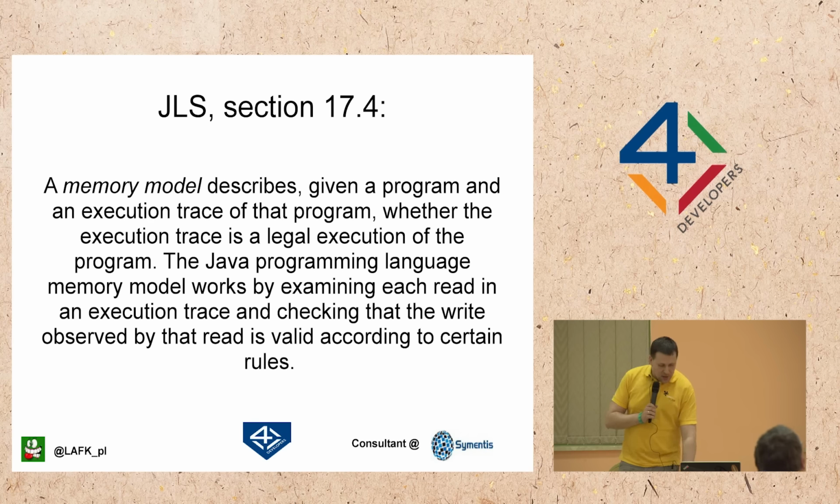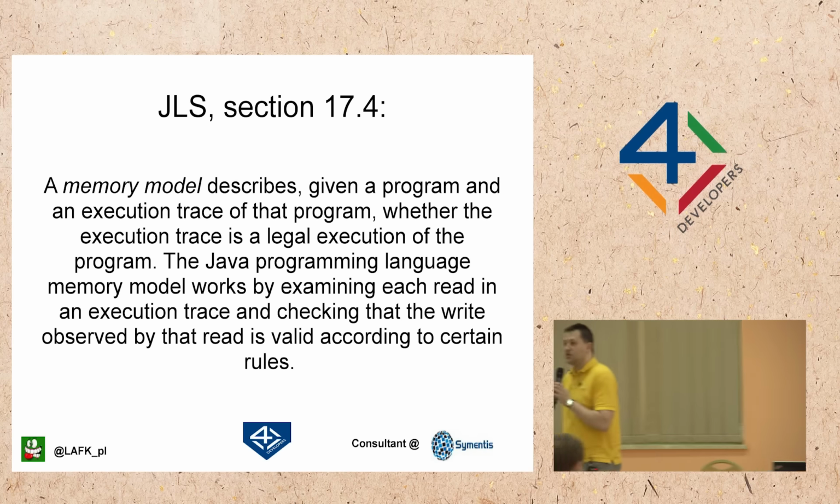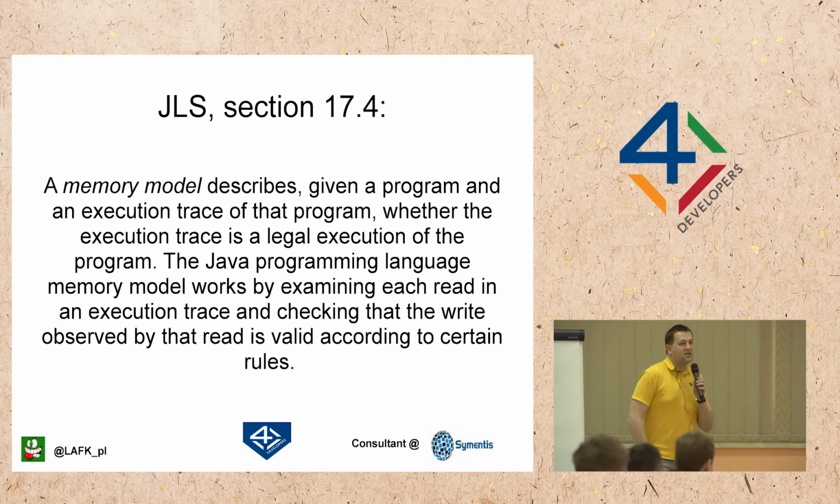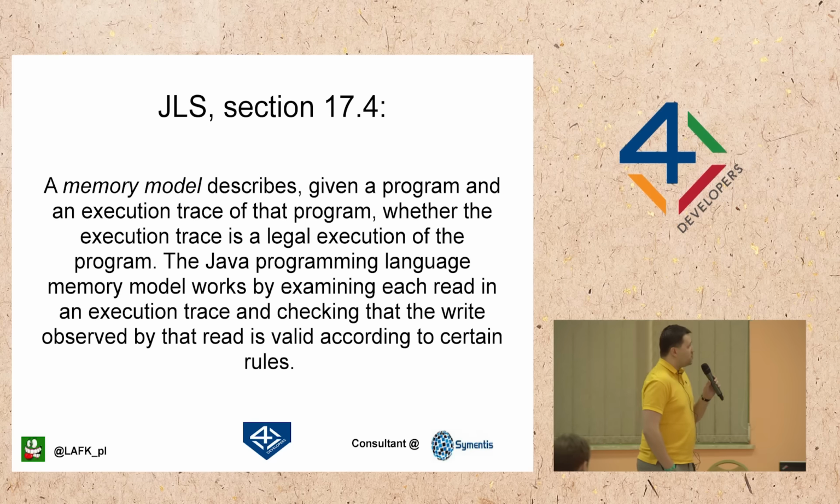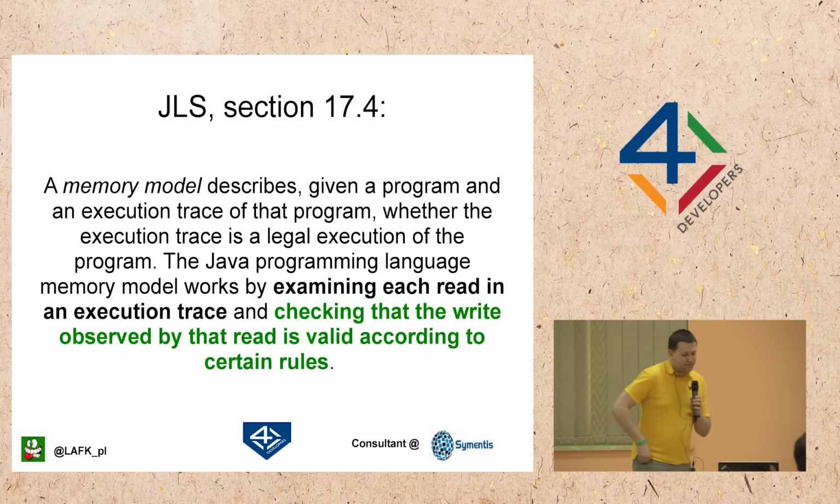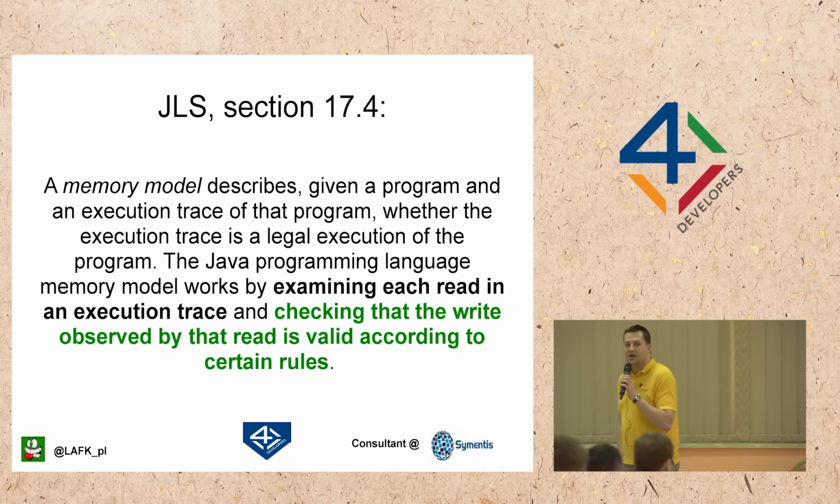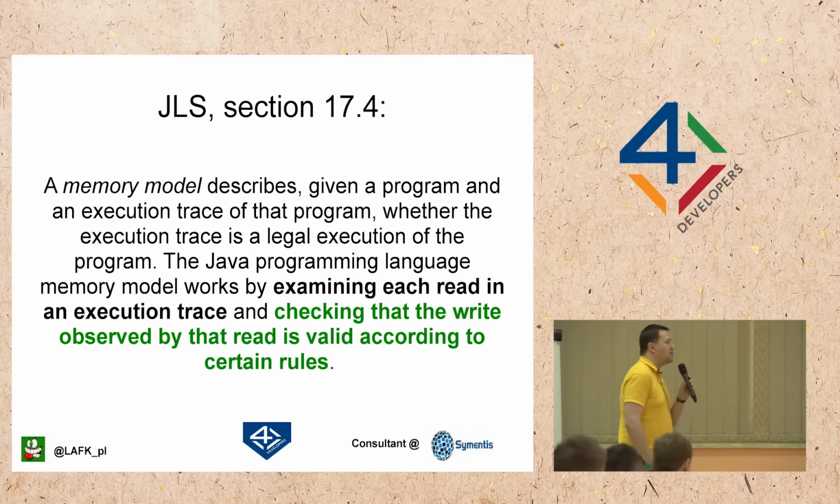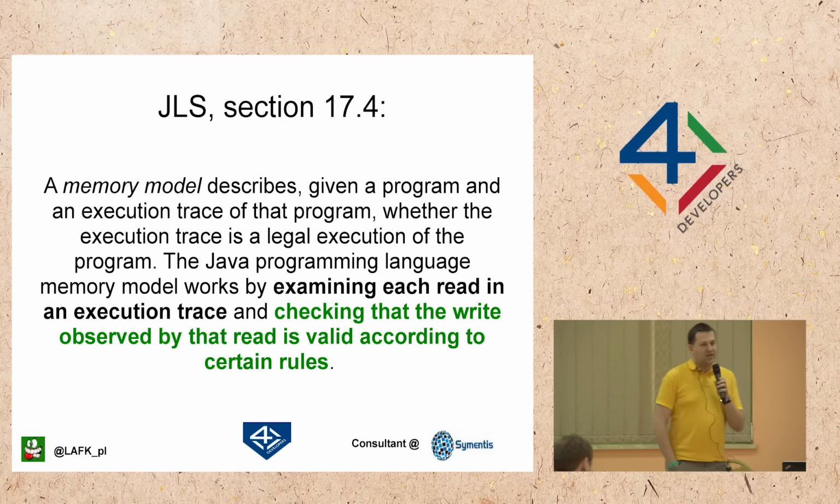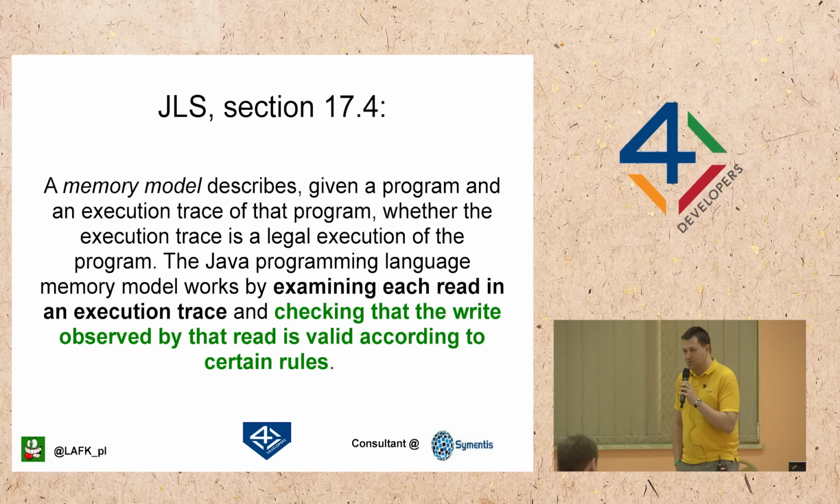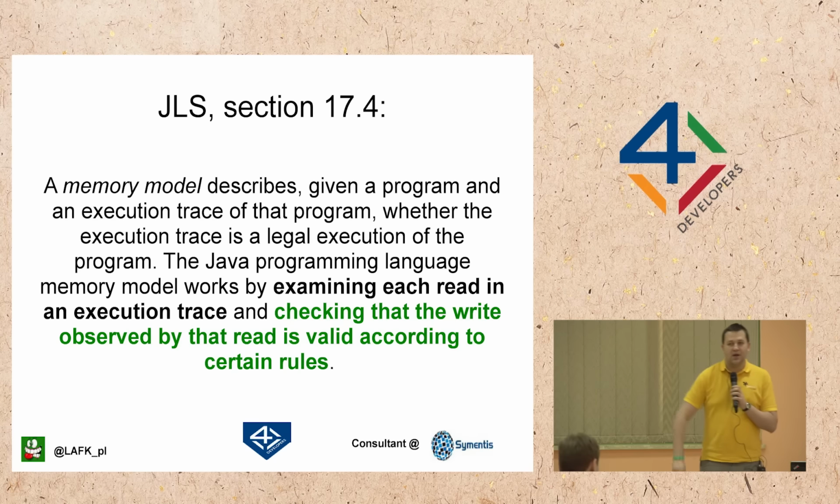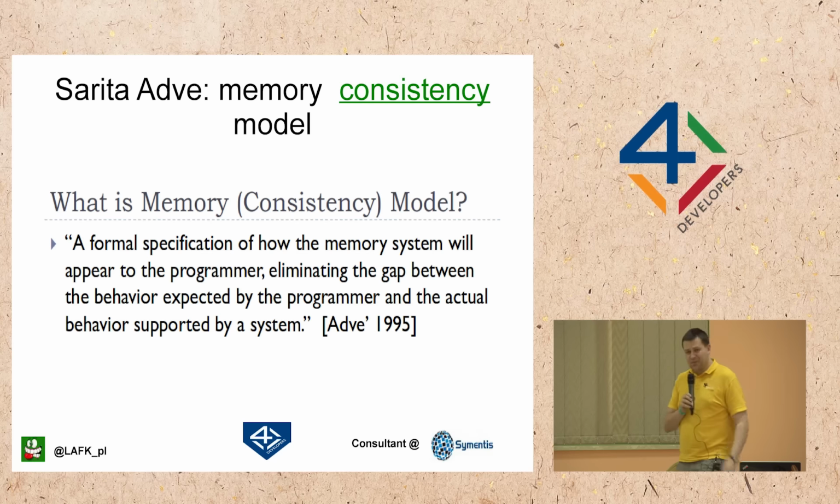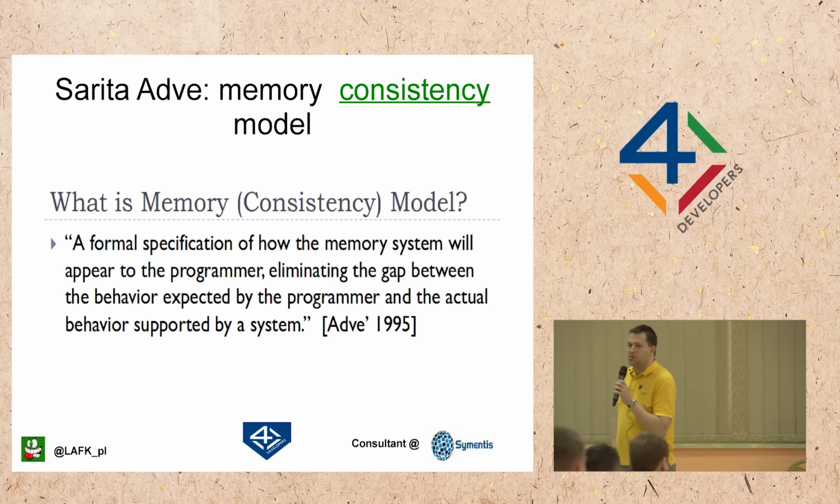Tread lightly. So this is actually the source of all data: the Java Language Specification, section 17.4. This is the very formal specification of the Java memory model. And what's interesting here is this part. The Java memory model works by examining each read and then taking a look at the write observed by that read and making sure that said write is valid according to certain rules. So what can we take from it? What a read actually sees is what the Java memory model is about, and whether the write is valid according to certain rules.